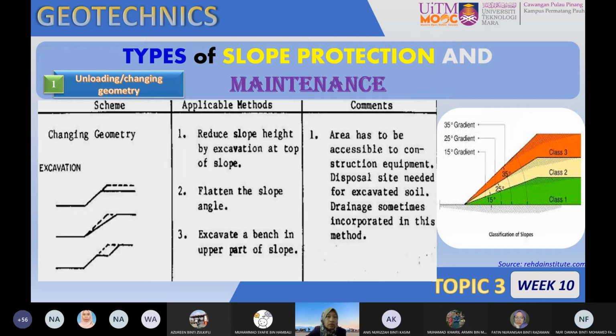I think this is the very simple one, unloading and changing the geometry. How do we know that the slope needs its geometry changed? You do the first step using the calculations. From the first calculations, you have the information on slope geometry, slope height, and slope angle. If you calculate and find out the FOS is less than 1, you can readjust the slope angle or the slope height so that you meet FOS equal to 1. That's the idea when you are dealing with the first step to maintain or protect a slope from failure.